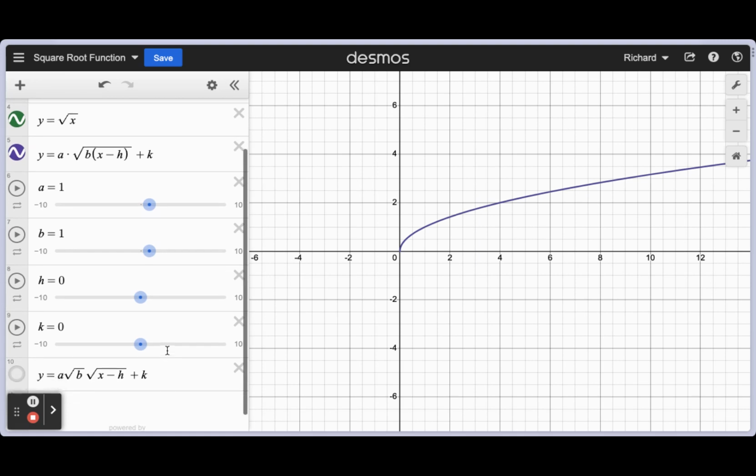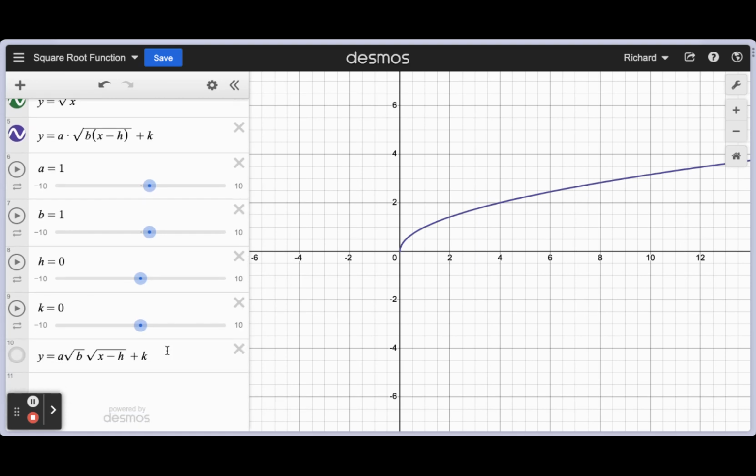Okay, last thing then. What you'll notice here is if I make B equal to 3, we've got this dilation effect happening in the direction of the x-axis. But have a look at this graph here. This is exactly the same, right? This is exactly the same.